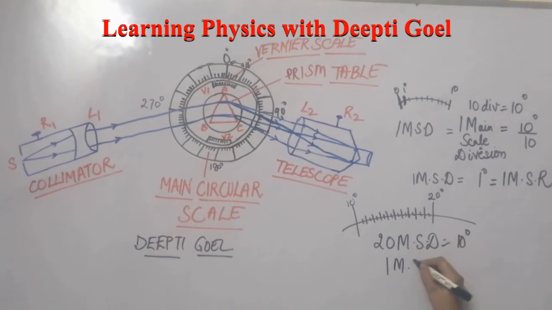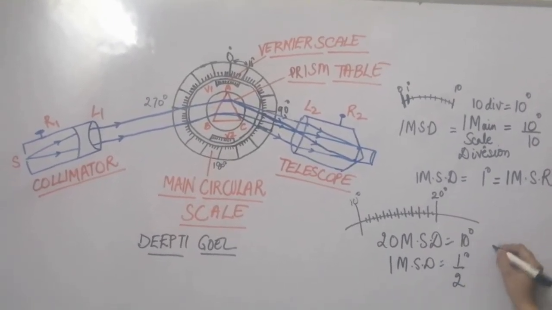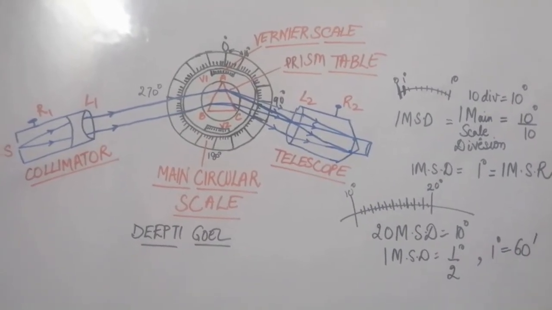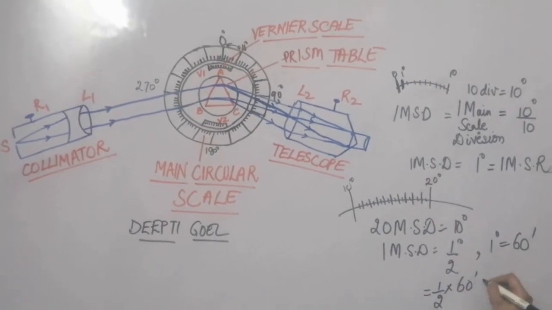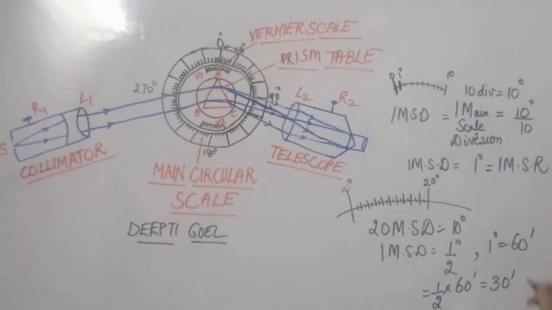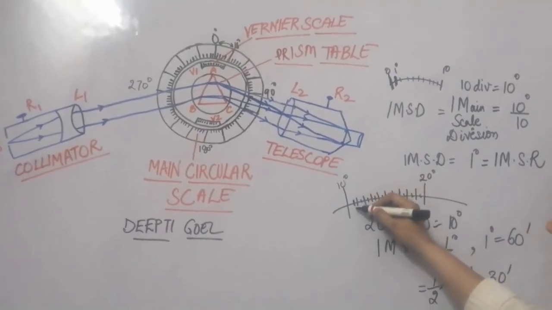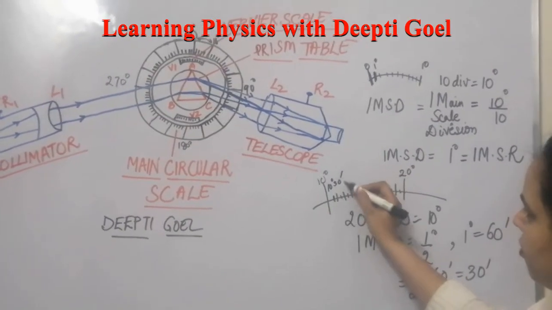So one main scale division will be equal to half degree. And we know that 1 degree corresponds to 60 minutes, so half degree will correspond to 30 minutes. In this way, this small division will be 30 minutes. So the reading will be 10 degree 30 minutes.